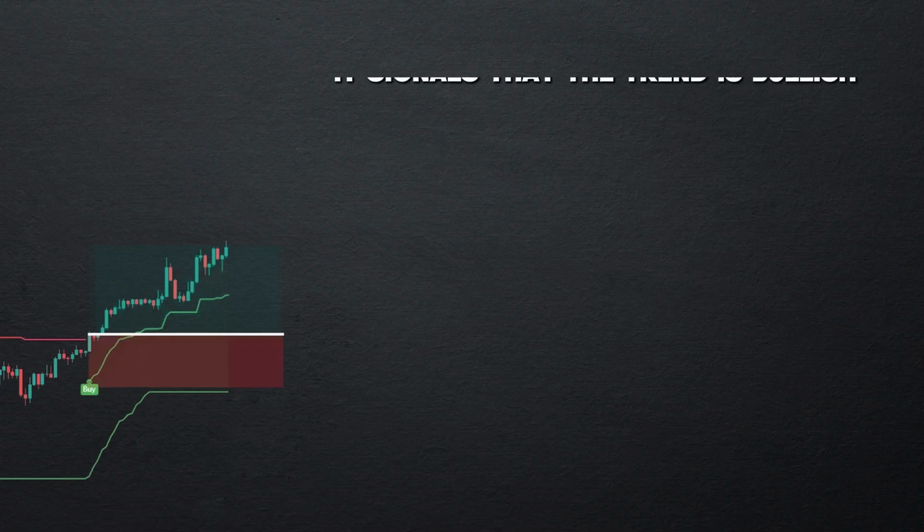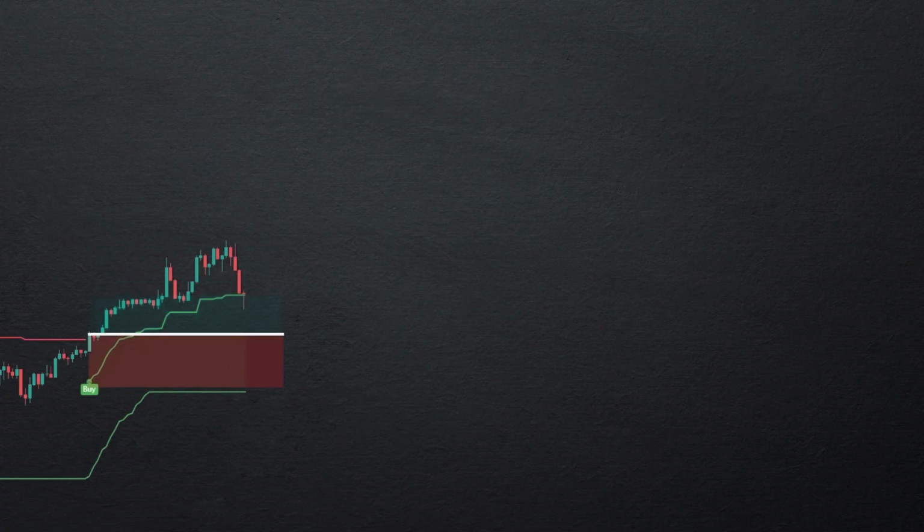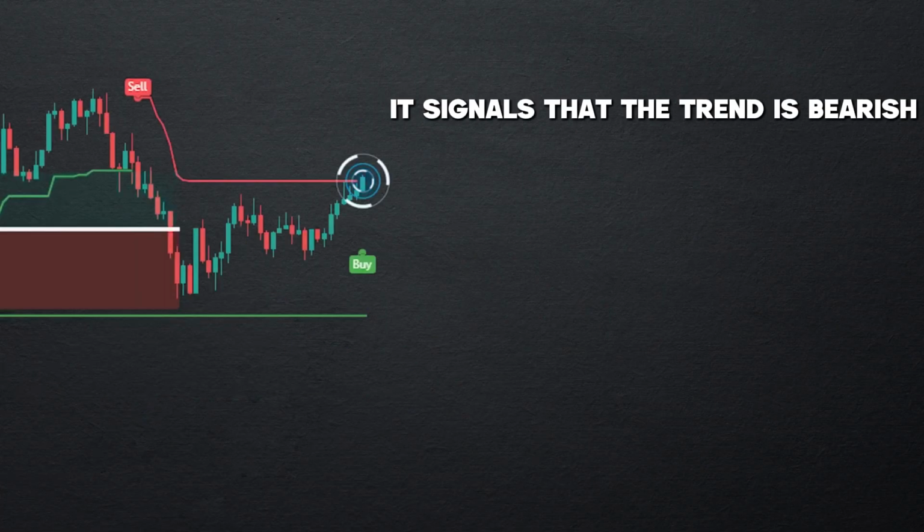The great thing about Super Trend is how simple it is to read. When the line turns green and stays below price, it signals that the trend is bullish. On the other hand, when it turns red and stays above price, it signals that the trend is bearish.